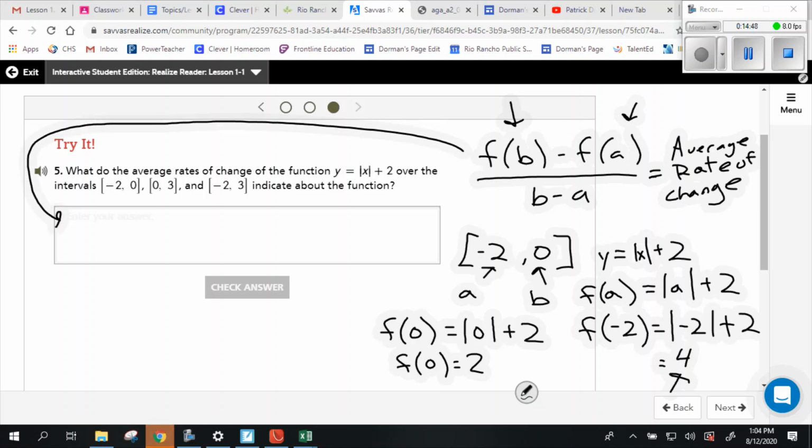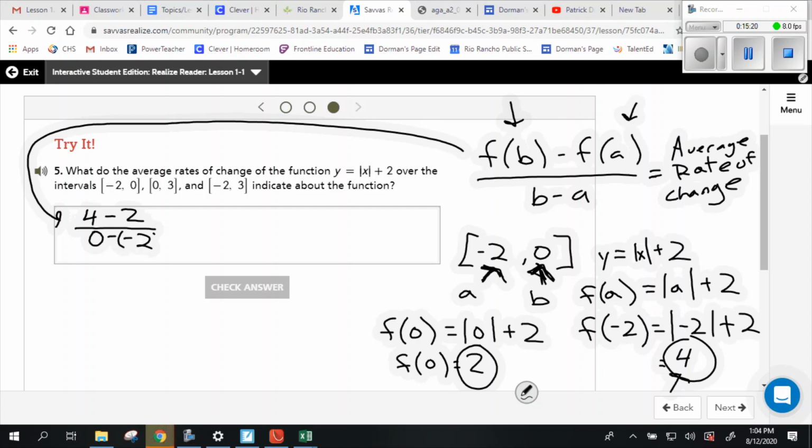F of a, we said, is 2. Over here, we indicated that a is -2 and that b is 0. So on the bottom we have b, or 0, minus a, which was -2, so minus -2. 4 minus 2 is 2. 0 minus -2 is +2, or 1.